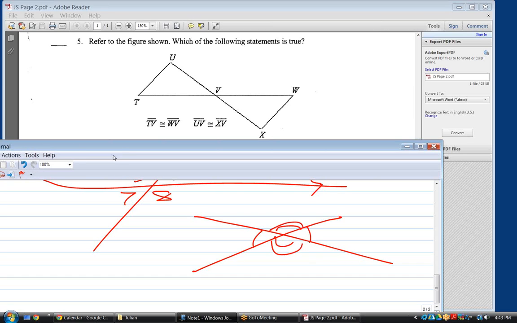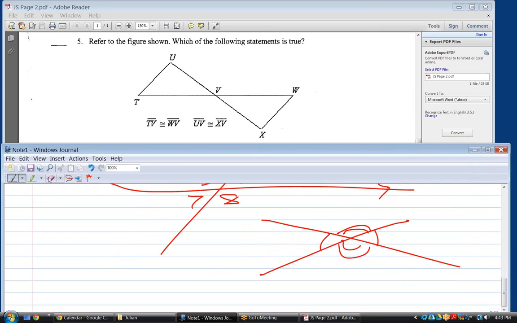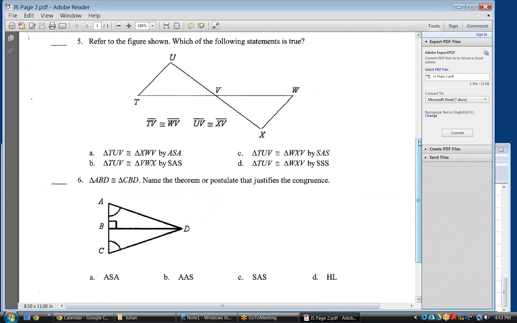So what do we know about this figure? What about these two angles here? They're equal to each other? So now we have this side equal to this side, this side equal to this side, and this angle equal to this angle. So what can you say about the triangle? Side angle side? Correct. So number C.